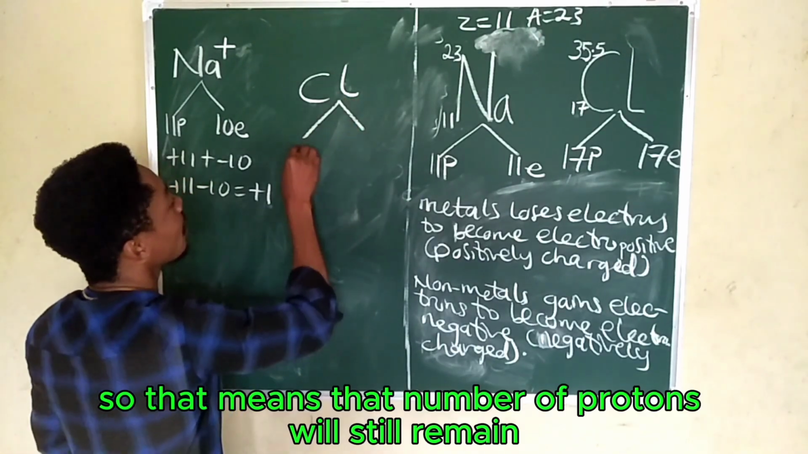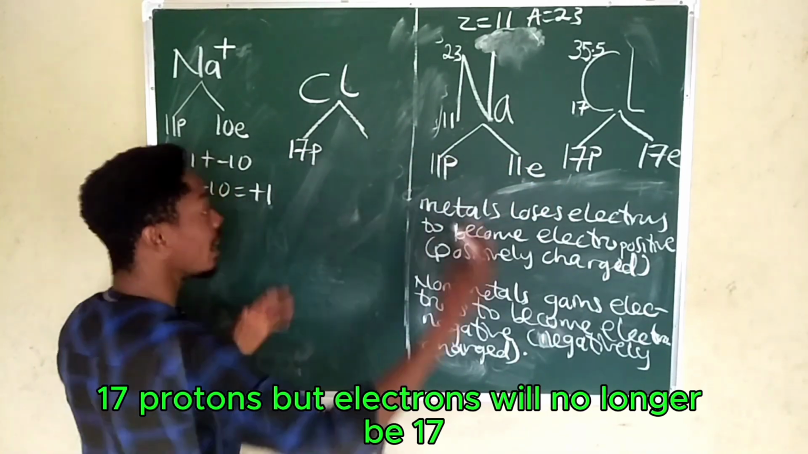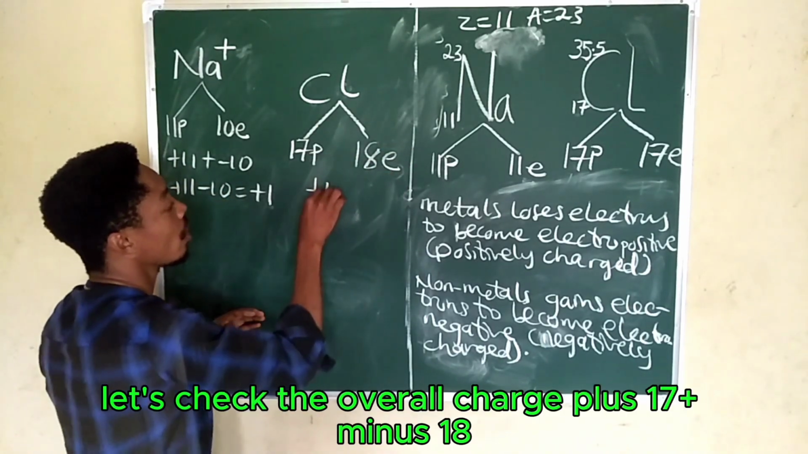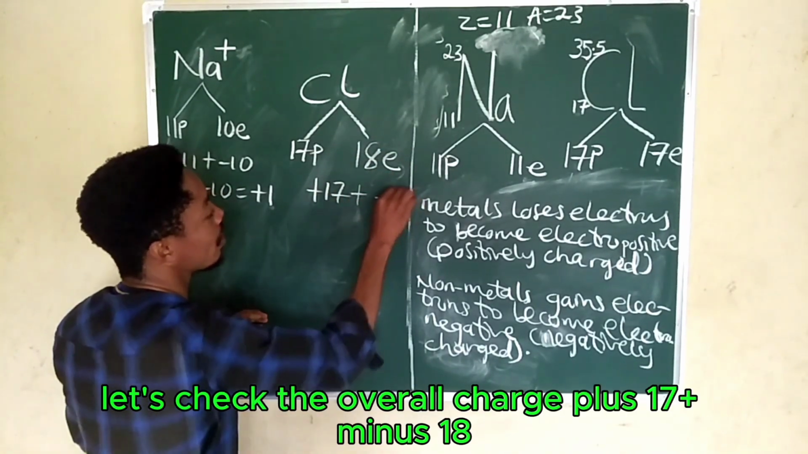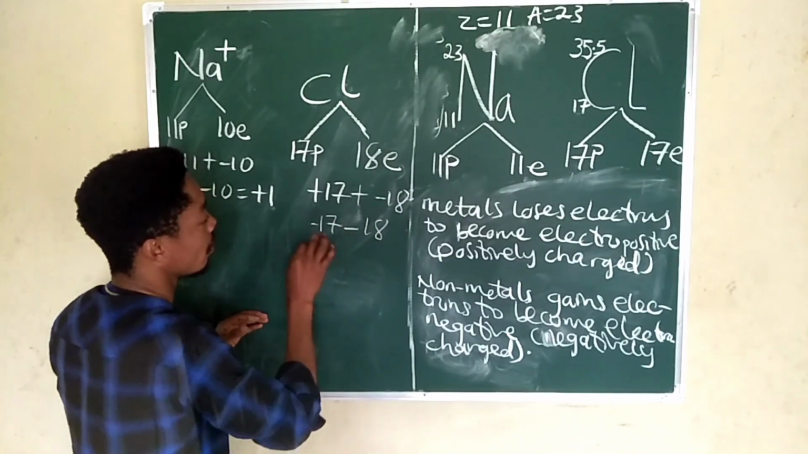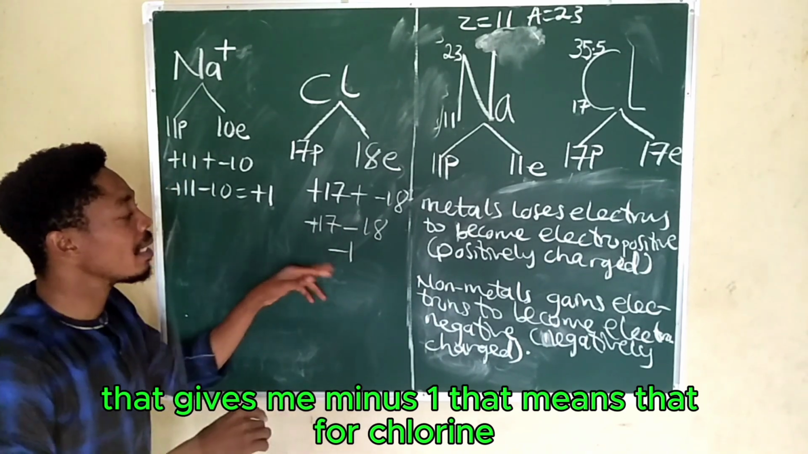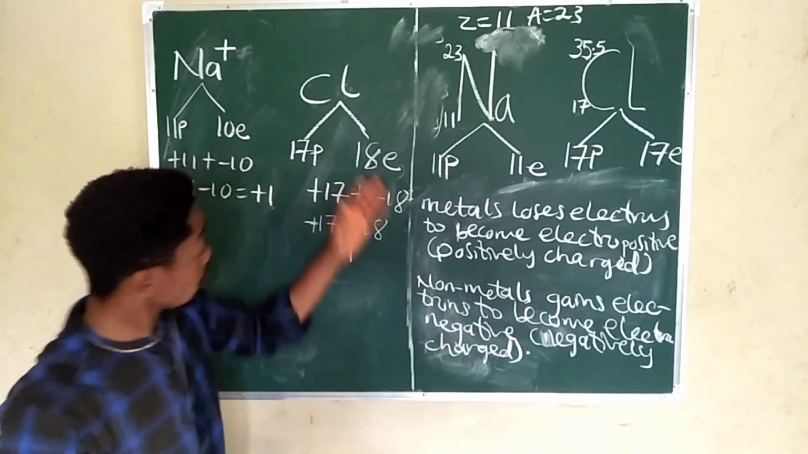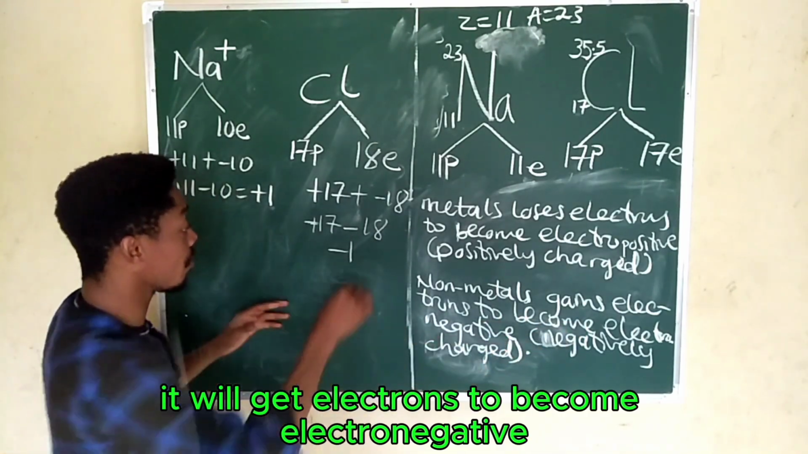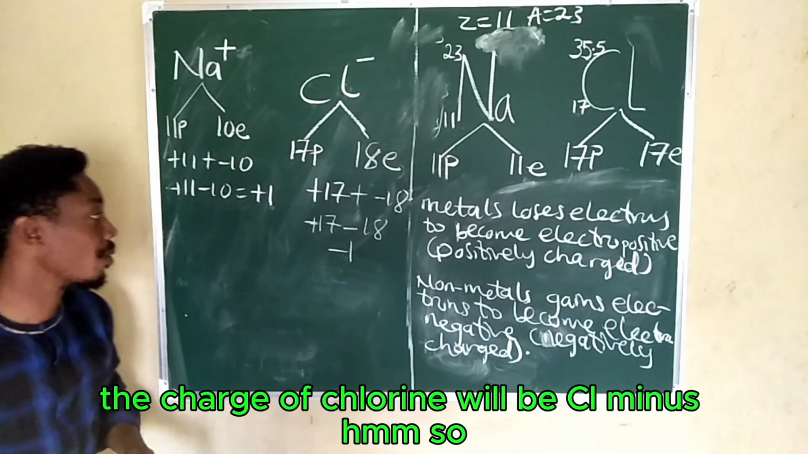So that means the number of protons will still remain 17 protons, but electrons will no longer be 17. It has gained 1 now, so it will now be 18 electrons. Let's check the overall charge. Plus 17 plus minus 18. That gives me minus 1. That means that for a non-metal like chlorine, it will get electrons to become electronegative, that's negatively charged. The charge of chlorine will be Cl minus.